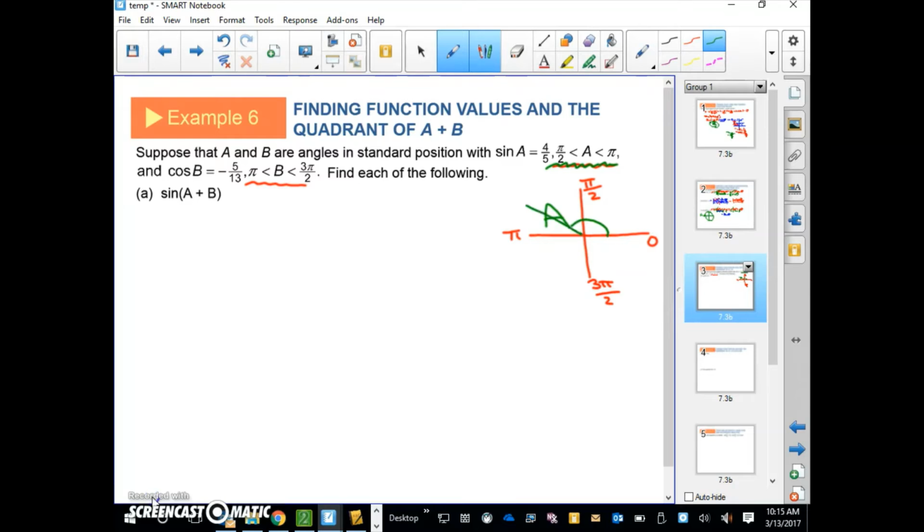Okay? So what that's trying to tell us is angle A is in quadrant 2. When you read that, you should read angle A is in quadrant 2. That's going to help out a lot.